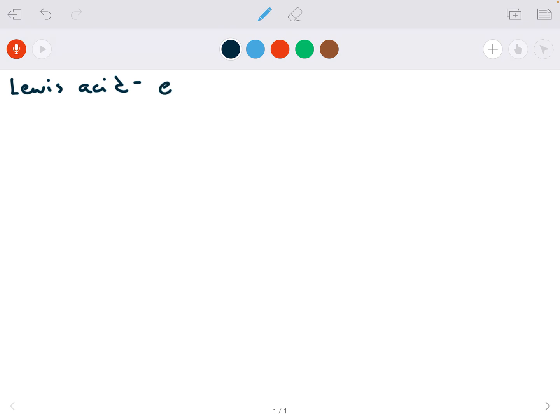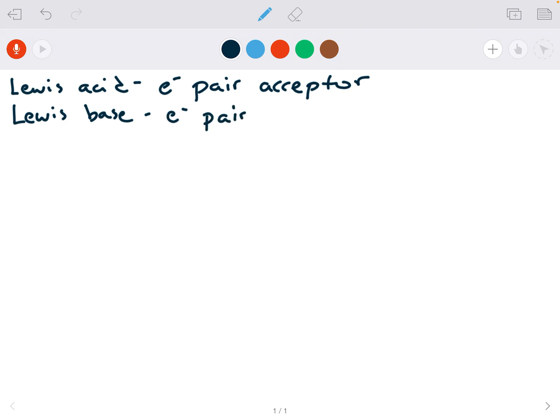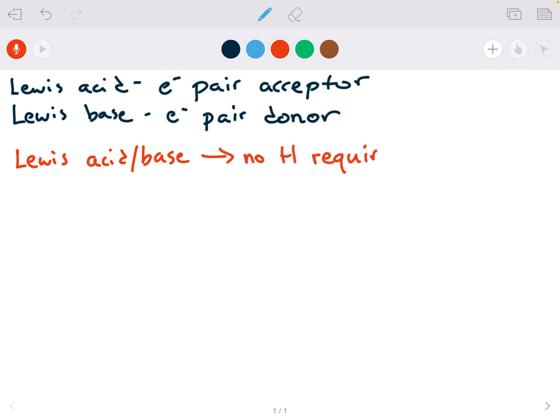is going to be defined as an electron pair acceptor. And a Lewis base is an electron pair donor. Now the big difference between Bronsted-Lowry and Lewis is that for a Lewis acid or base, you have no hydrogen required.